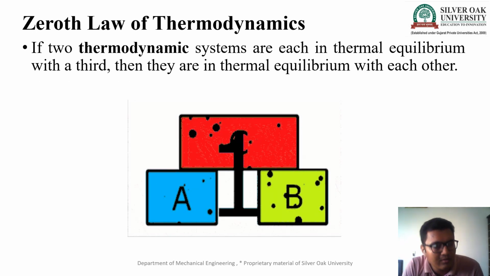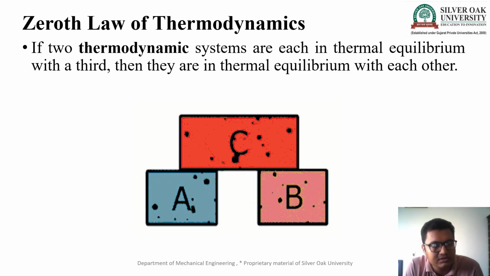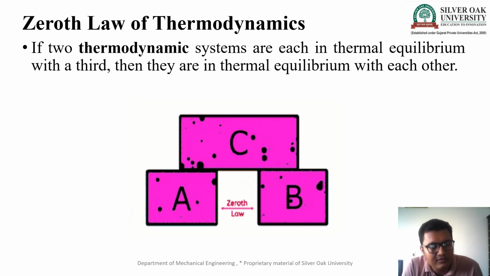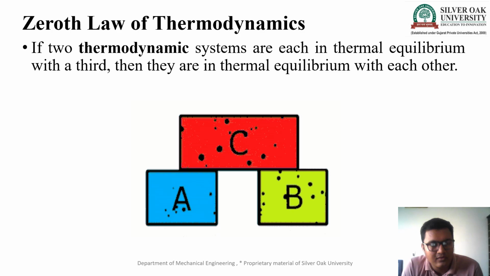Now we learn about the three main laws of thermodynamics. The first one is called the zeroth law of thermodynamics. The second one is called the first law of thermodynamics. And the third one is called the second law of thermodynamics.